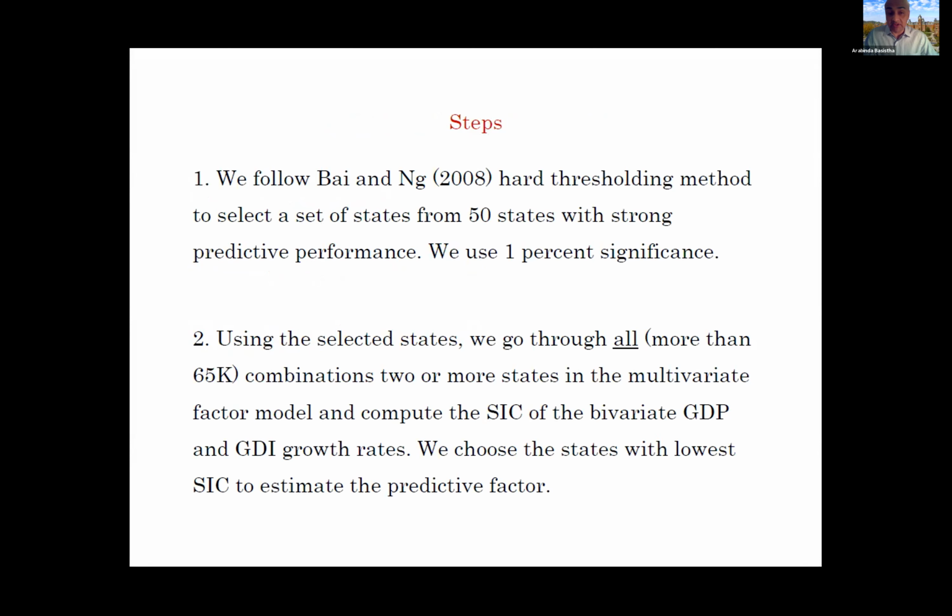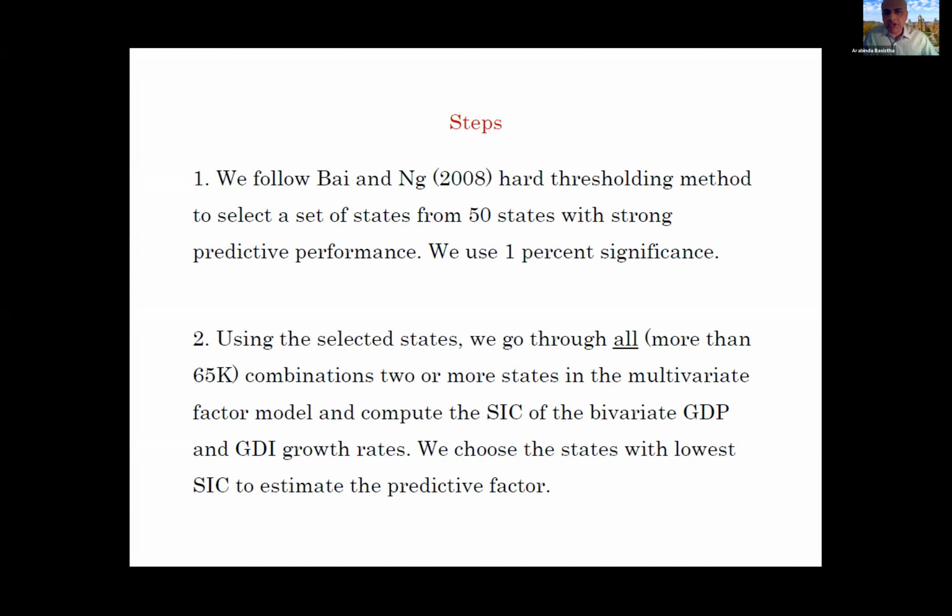So we have 50 states plus DC. It's a tall order to find the optimal combination computing-wise. So we take an initial step following Bai and Ng's hard thresholding method, where we use one state at a time to select on the basis of that common component. It's actually a little beyond the hard thresholding method that Bai and Ng advocated. It is now geared towards the unobserved growth rate, but we do one state at a time and find 16 states using a 1% likelihood. You can use t, same results.